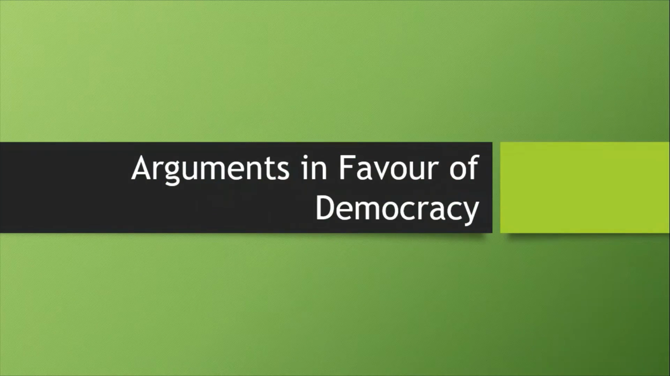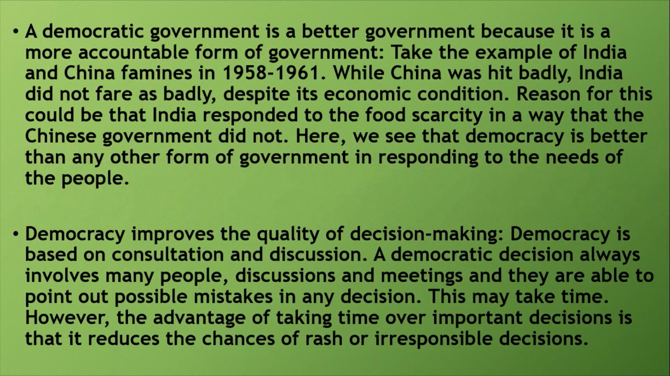Now, the arguments in favor of democracy. A democratic government is a better government because it is a more accountable form of government. Take the example of India and China from 1958 to 1961. While China was hit badly, India did not fare as badly despite its economic condition. The reason for this could be that India responded to the food scarcity in a way that the Chinese government did not. Here, we see that democracy is better than any other form of government in responding to the needs of the people.